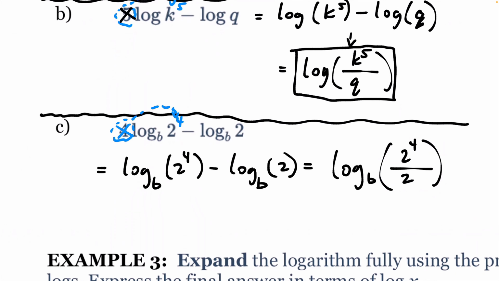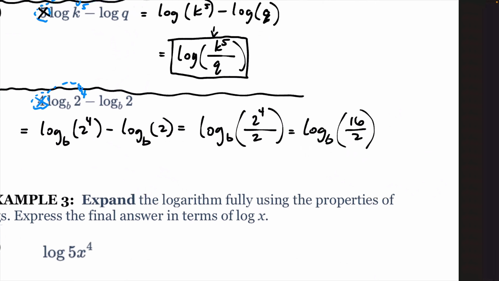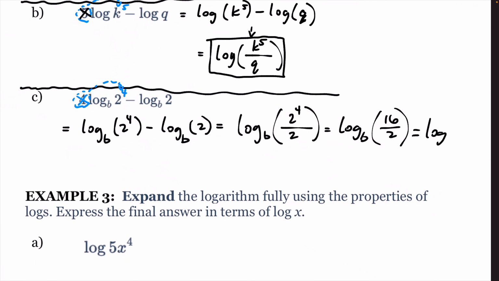Here we can keep going though, because these are numbers. What is 2 to the 4th power divided by 2? Well, what is 2 to the 4th power? What is 2 times 2 times 2 times 2? Well, 2 times 2 is 4. The other 2 times 2 is 4. 4 times 4 is 16. So it's really 16 divided by 2, which is also known as 8. Okay, that's simplified. We couldn't do that with the others because they were letters. We can't divide K and Q because we don't know what K and Q are. But I do know 2 and 2, so you do that, okay?